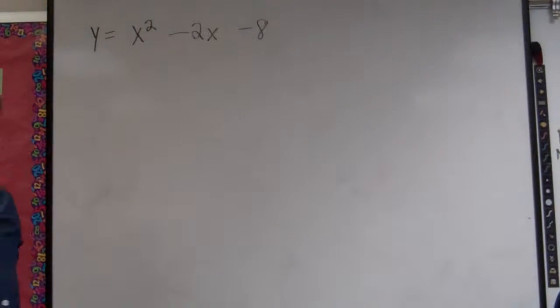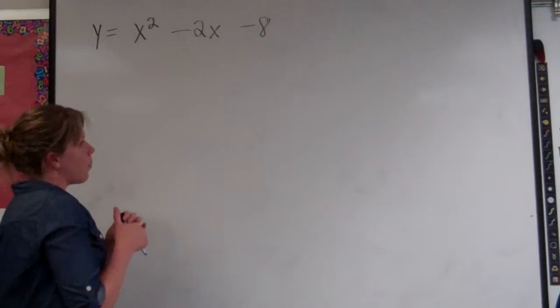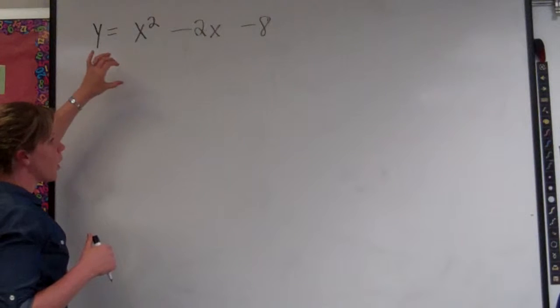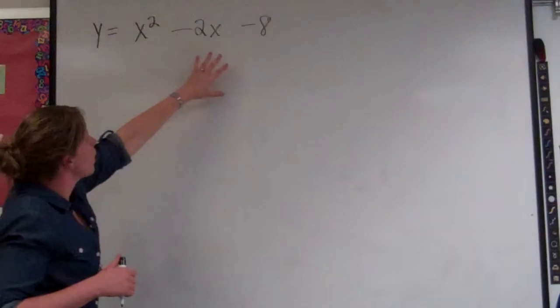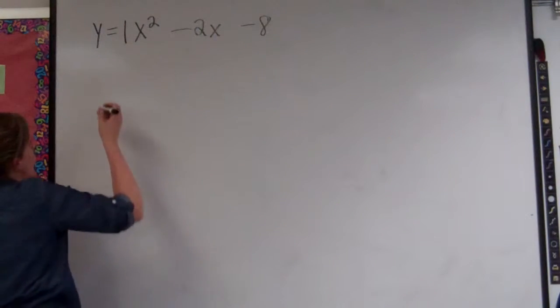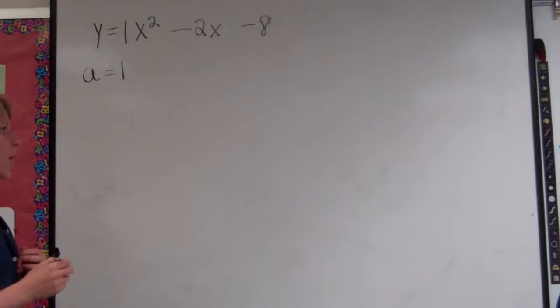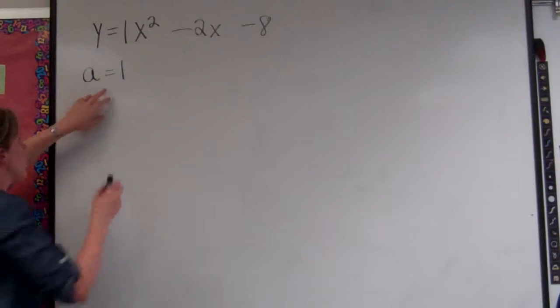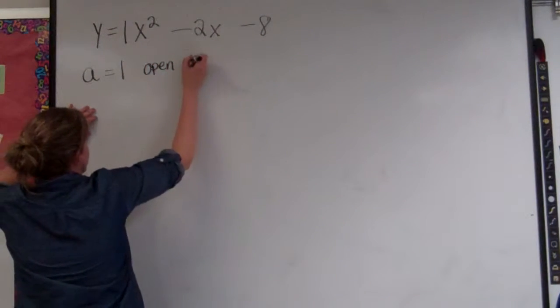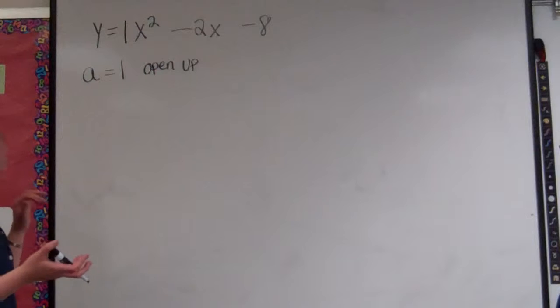Now, first of all, we would say that this is in standard form. So I'm going to need to decide whether it's going to open up or down, and then find my y-intercept. The number in front of the x squared is a 1, if it's not written. And because it's positive 1, it's going to open up. And it's going to be your average size parabola because it's just 1. We don't know whether it's going to be wide or narrow because that depends on whether it's bigger than 1 or smaller than 1.